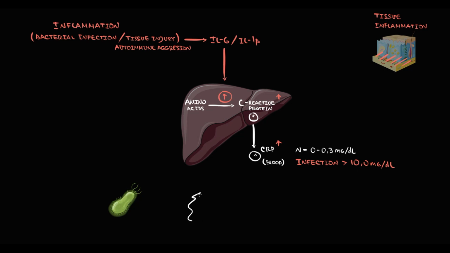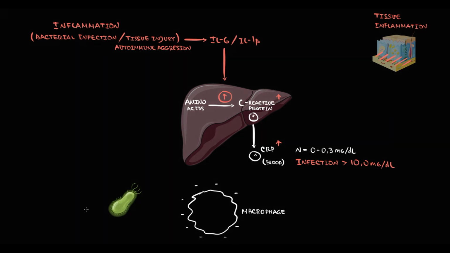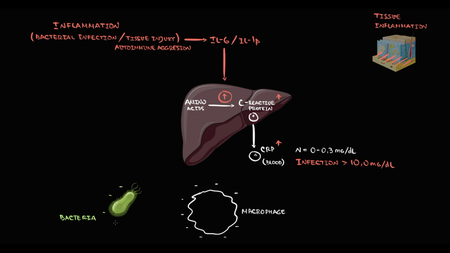In bacterial infection, the crucial cells are macrophages, because the function of macrophages is to phagocytose bacteria, and macrophages on their surface have a potent negative charge. The problem is that bacteria are smart. They do not want to be consumed by macrophages, and to prevent phagocytosis, bacteria on their surface also have negative charge. And as we know, the same charges repel each other.